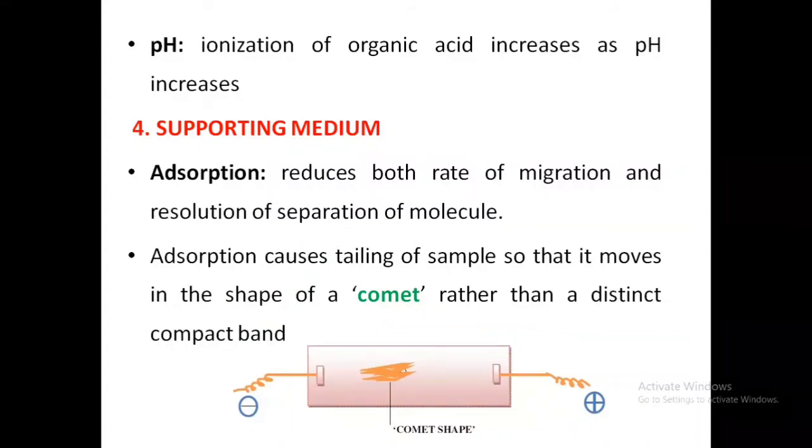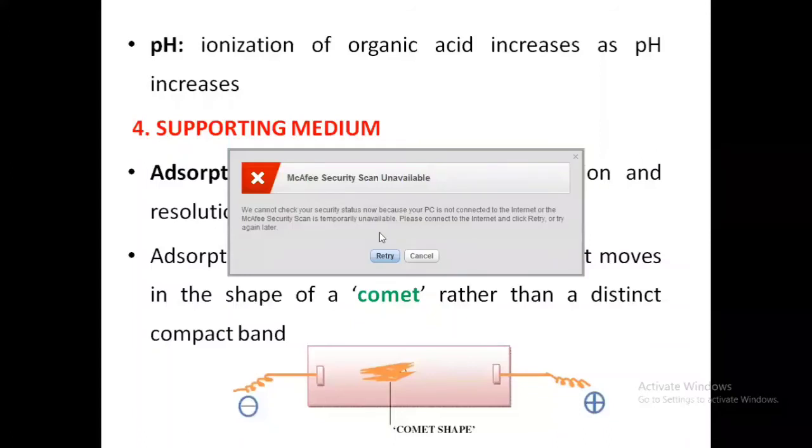So if you are taking paper or gel as a supporting media, upon that paper or gel you are applying your sample. Sometimes what will happen? Your paper or that gel has an adsorption property, I mean, they will absorb. Whenever the absorption of sample is happening by your paper or gel, automatically what will happen? Instead of getting a zone shape, you will get a comet shape.